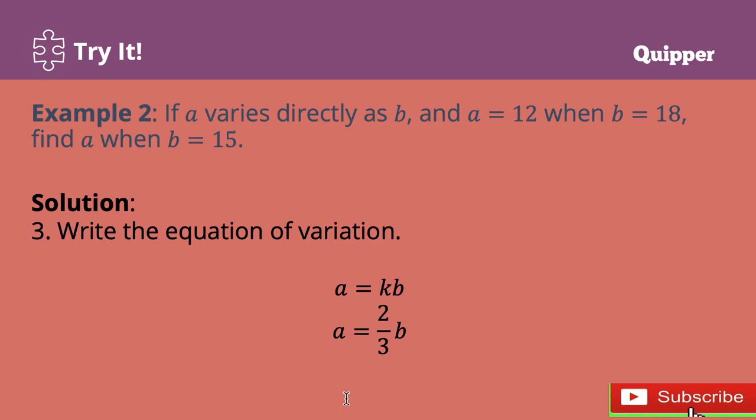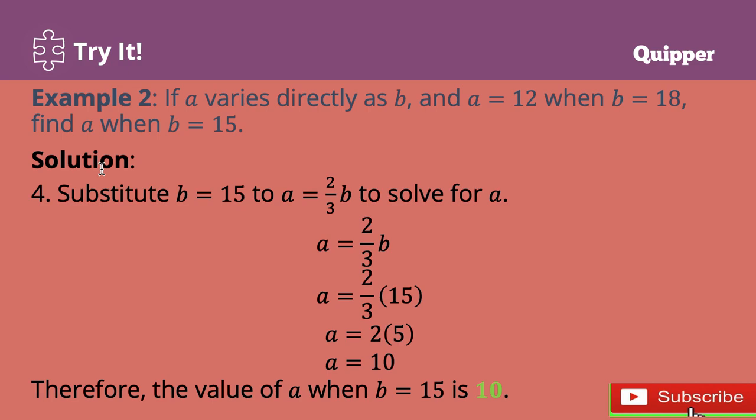Then write the equation of the variation. We have a is equal to kb. Then substitute the value for the constant of the variation. So we have a is equal to 2/3 b. And this is our working equation.